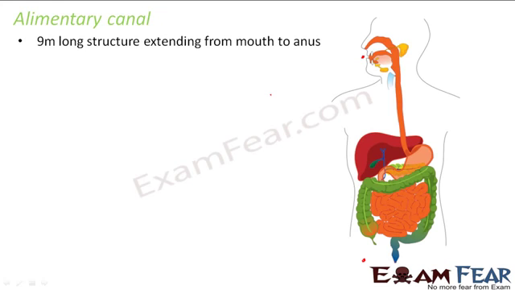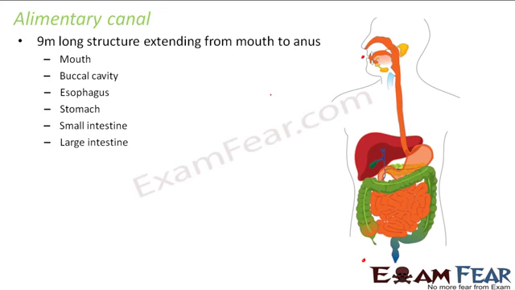So here we will look at the parts of the alimentary canal. What are the organs which together form the alimentary canal, which is also known as the digestive tract? The first part is the mouth, then the buccal cavity, which is also the oral cavity, esophagus, stomach, small intestine and large intestine. So these are the different parts of the alimentary canal. So the mouth is here, right? This is the mouth. Buccal cavity. This is the buccal cavity.